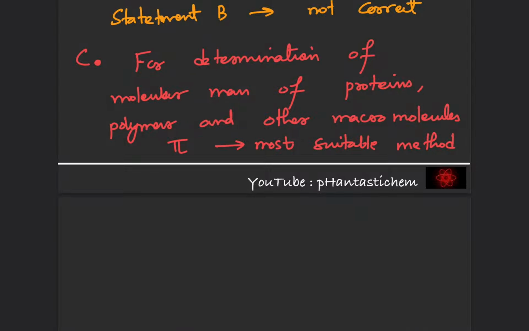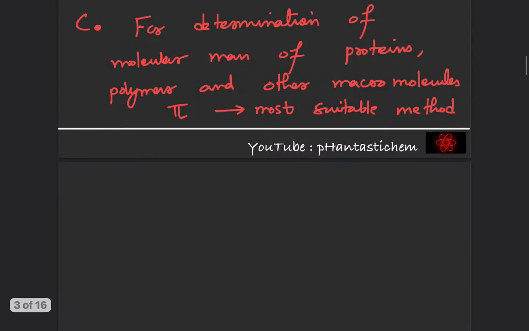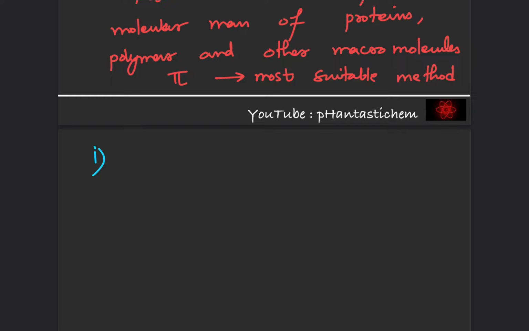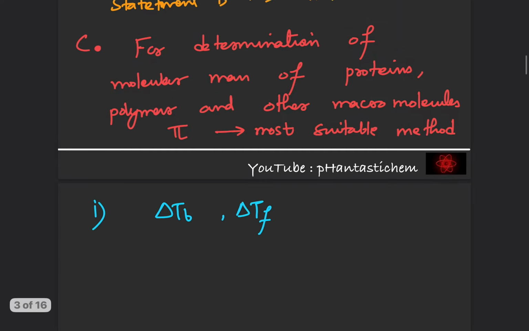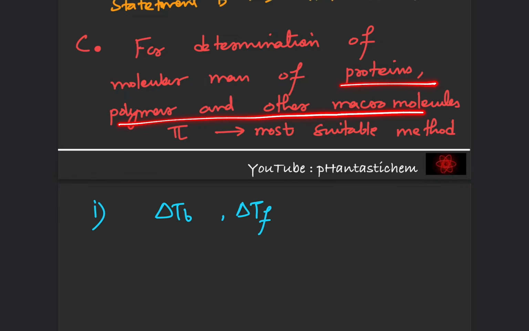So we would like to know the reason behind this. Why can't we use other colligative properties, for example elevation in boiling point or depression in freezing point? Why can't we use them for determination of molecular mass of proteins and polymers? So the first reason is that the changes observed in the other properties, for example elevation in boiling point or depression in freezing point, are very small. Since the delta Tb or the delta Tf values that we calculate for these macromolecules like proteins, polymers and other macromolecules are very, very small, it is difficult to record them.